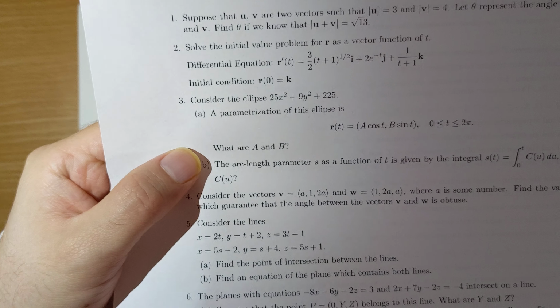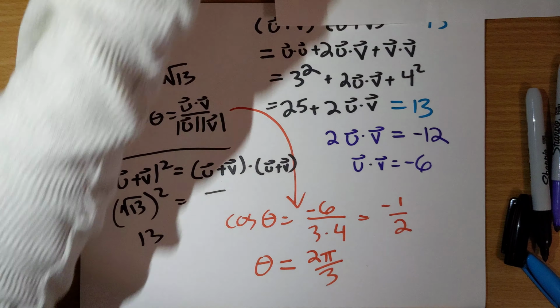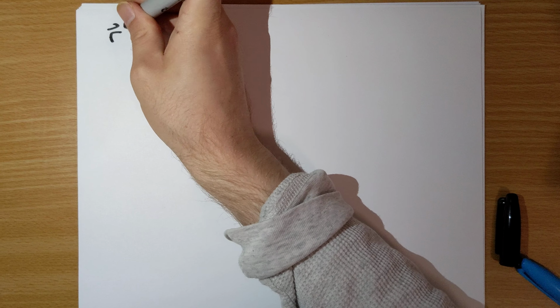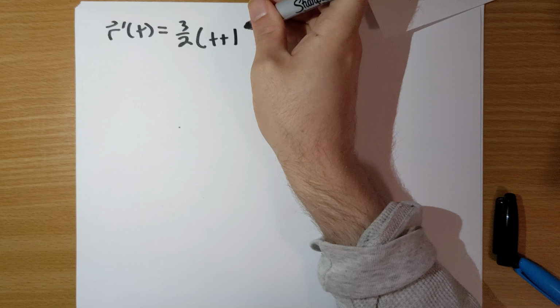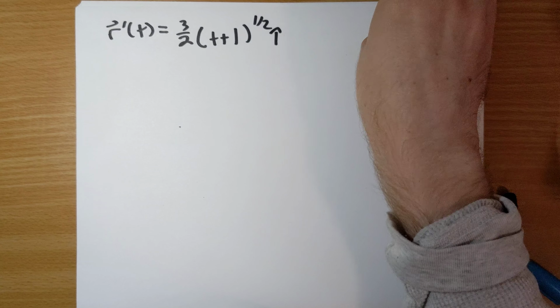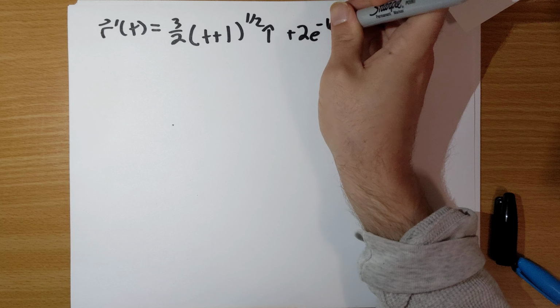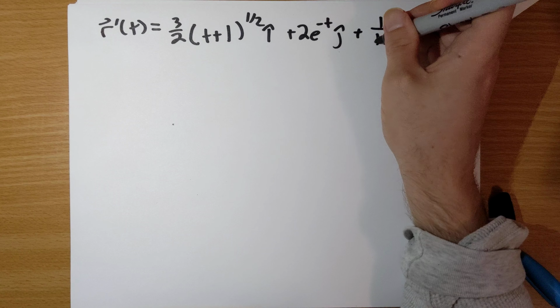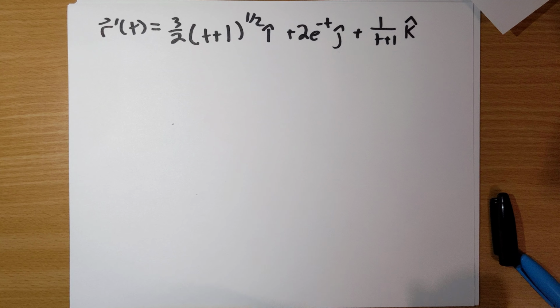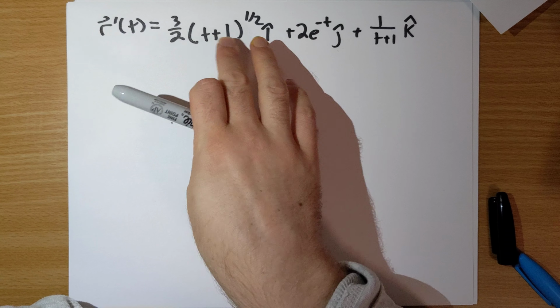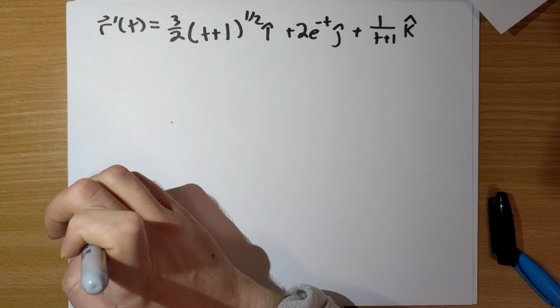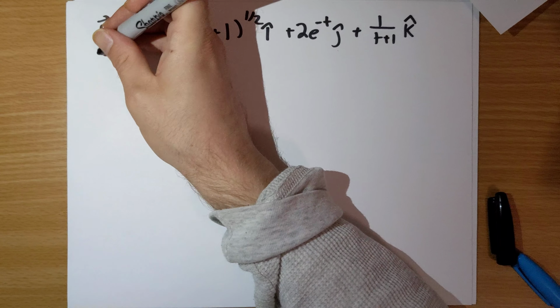Problem number 2, we have an initial value problem here. We're told that r prime of t is 3/2 t plus 1 to the 1/2 I hat plus 2e to the negative t j hat plus 1 over t plus 1 k hat. So to go from this to r of t, we just need to integrate each of the terms separately.